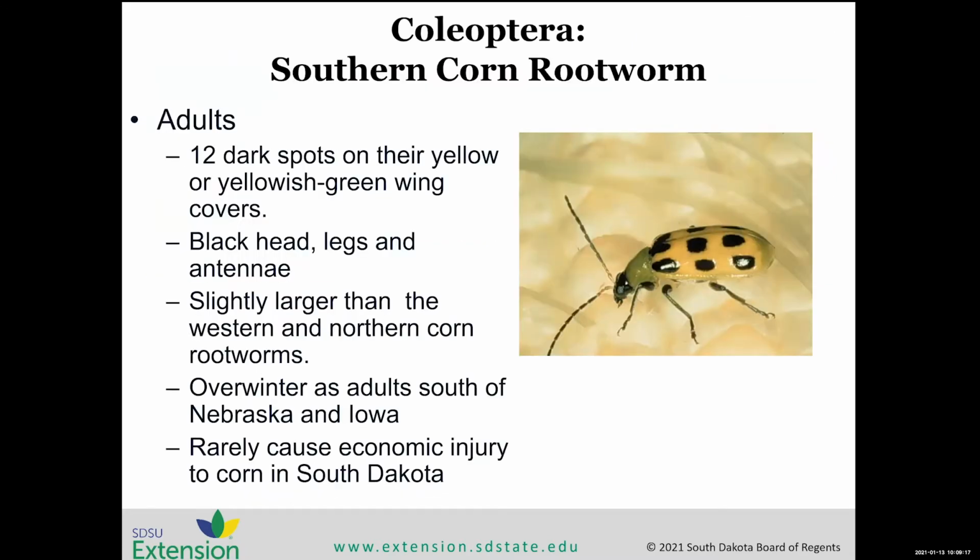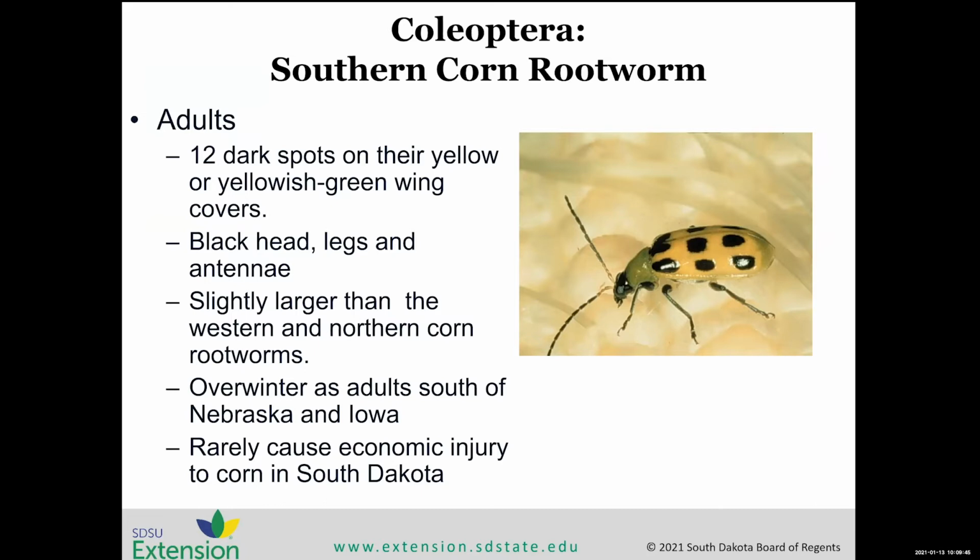The last corn rootworm, your southern corn rootworm, seen in the picture to the right there, has 12 dark spots on their yellow or yellowish green wing covers. They have a black head, legs, and antenna. And these guys, you'll notice out in the field that they're slightly larger than your western and northern corn rootworms. Usually your northern corn rootworms are your smallest one. They're pretty tiny green beetles. And this one is different.